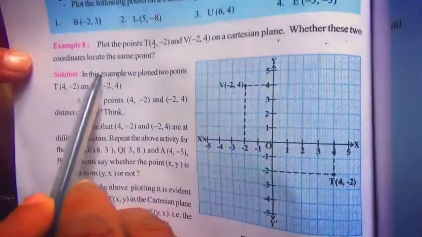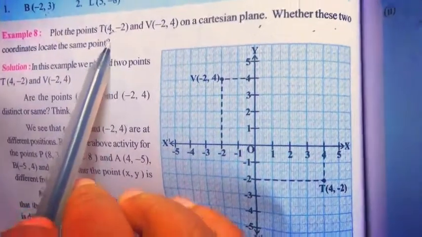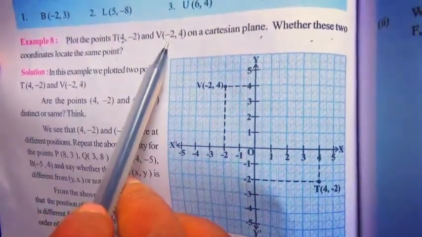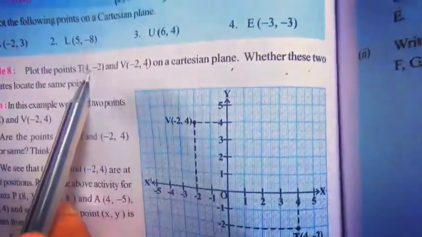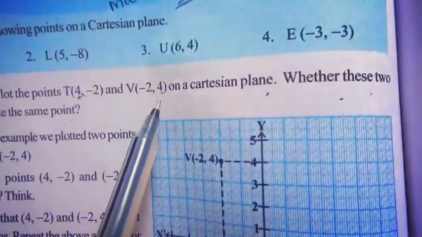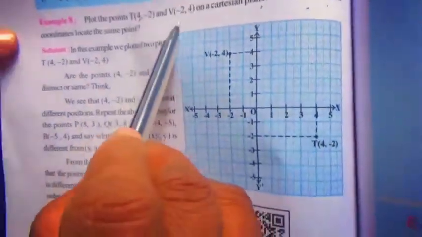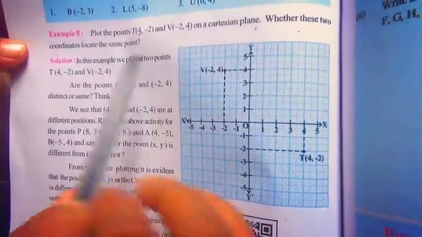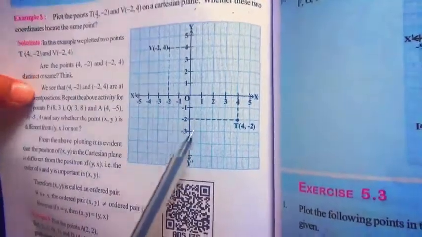Whether these two coordinates locate on the same point? No. Why? The numbers are different in the x coordinates. They are only exchanging their coordinates. Here it is xy, and in the second part it becomes yx. Are these 2 points the same? No, they are not located at the same point. But we have to prove this on a graph.